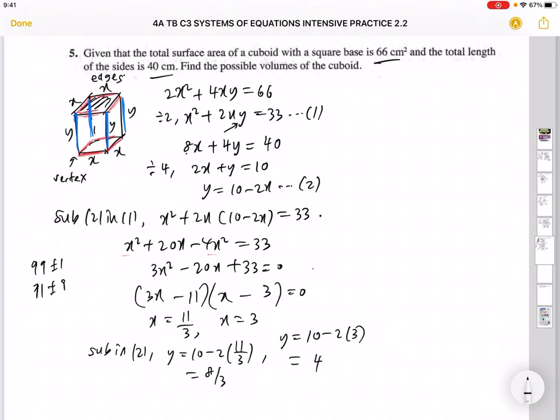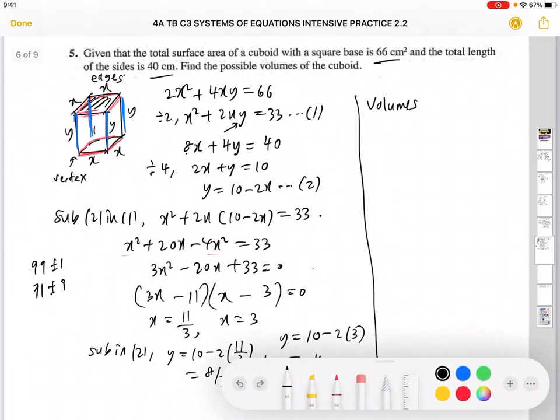Okay, so we're not done yet. The question says find the possible volume of the cuboid. Now the question never says that you have to have integer length or edges that are integer. So in this case, we should accept both answers. But you have two possible volumes. And the first one, right? It can be, or should I say volume, not volumes, volume.